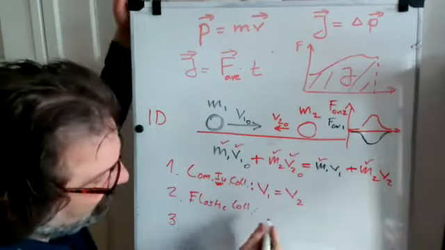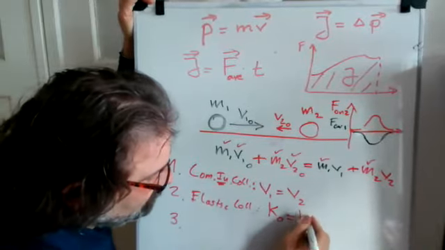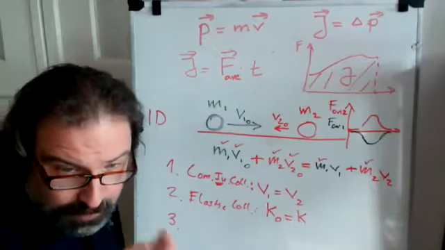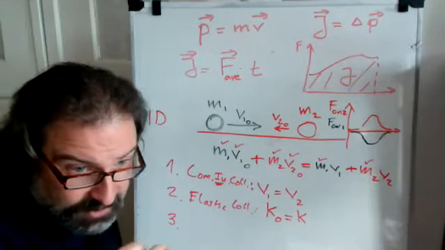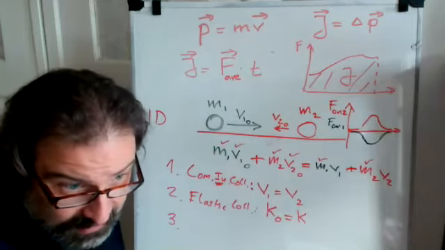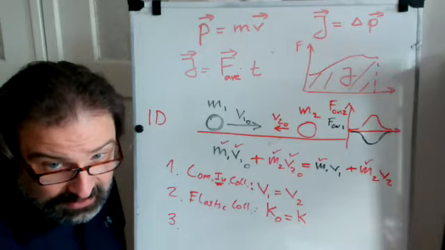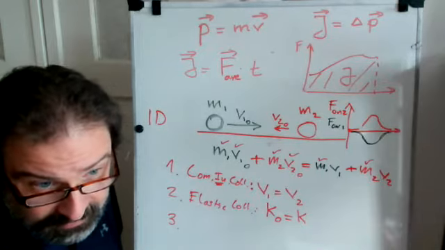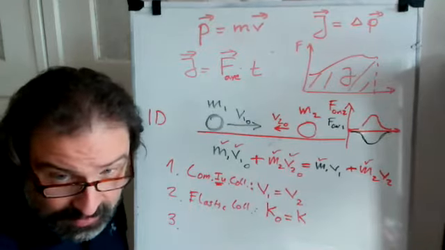Let me just write that down. So what that of course means is that K0 is equal to K. So we're having a collision that's perfectly able to conserve kinetic energy. There's no losses to sound. There's no losses to heat. There's no losses to friction. There's no loss to deformation. It's elastic, so it's a perfectly bouncy situation.